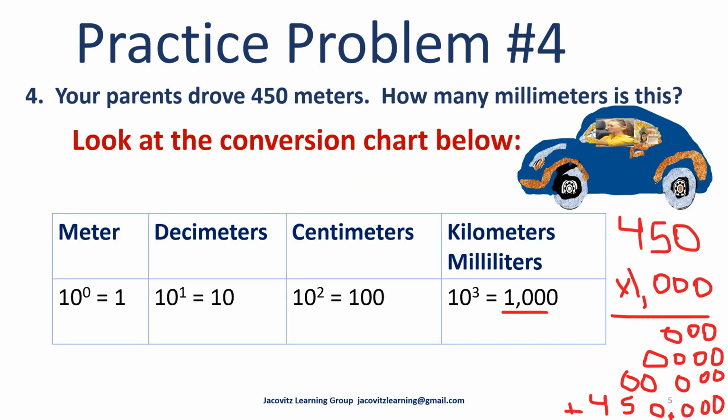We're in practice problem number 4, and clearly it states your parents drove 450 meters. How many millimeters is this? You have kilo here, milli here, both equal 1,000. 450, and add 3 zeros. And if you want to double check yourself, 450 times 1,000, it's right here. So if you can just think in terms of what kilos are, kilos are 1,000, and millis are 1,000. This is pretty straightforward, simple stuff.